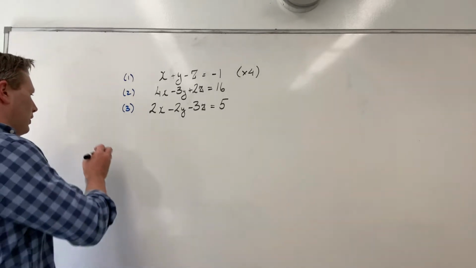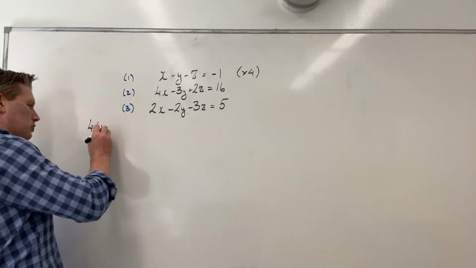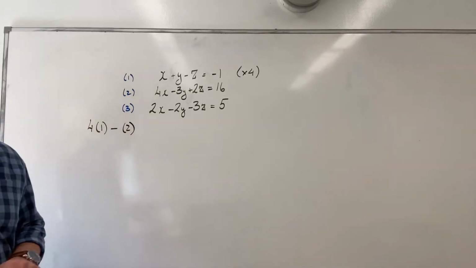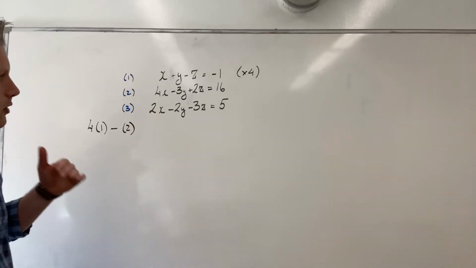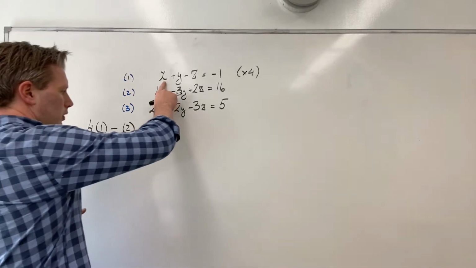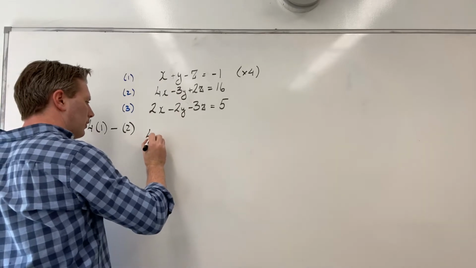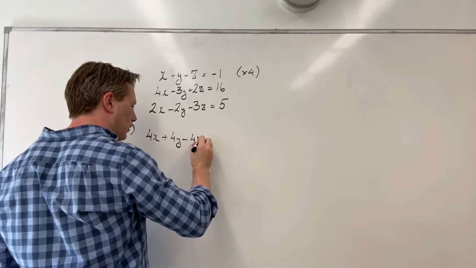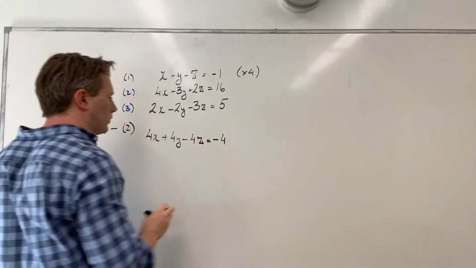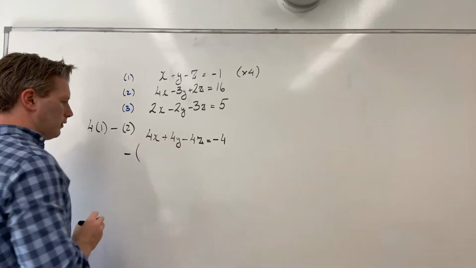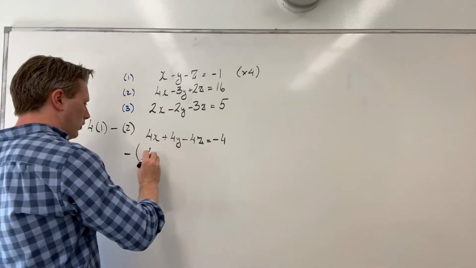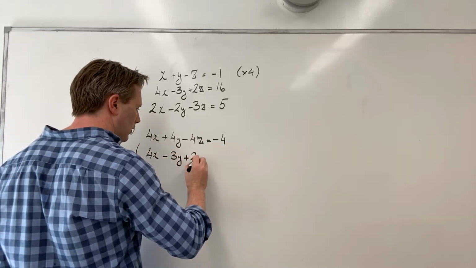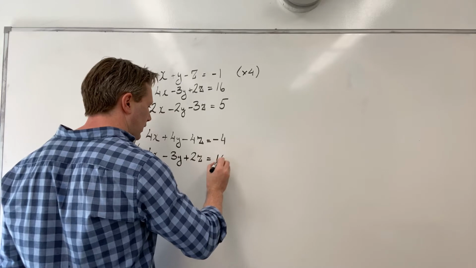So to write it out, I'm going to take 4 times equation number 1, and I'm going to subtract equation number 2. That's going to be my methodology. So, 4 times equation number 1 is 4x plus 4y minus 4z is equal to minus 4. Subtracting, in parentheses, equation number 2. Equation number 2 is 4x minus 3y plus 2z is equal to 16.